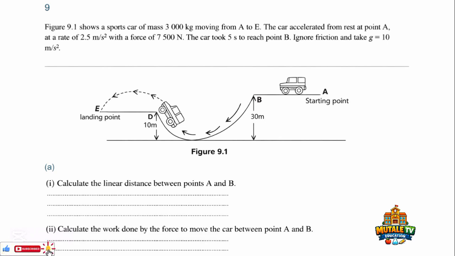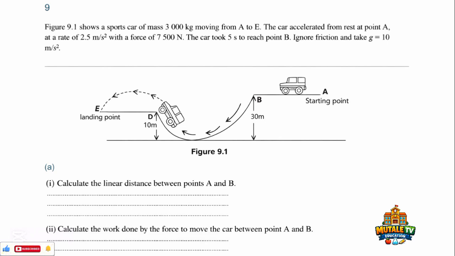Reads: Figure 9.1 shows a sports car of mass 3,000 kg moving from A to E. The car accelerated from rest at point A at a rate of 2.5 meters per square second with a force of 7,500 N. The car took 5 s to reach point B. Ignore friction and take g equals 10 m/s squared.